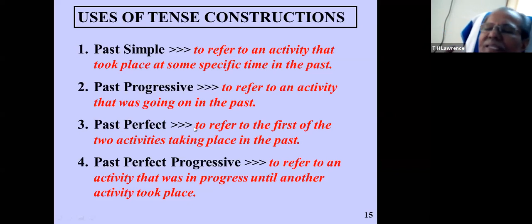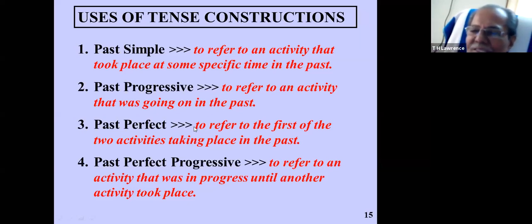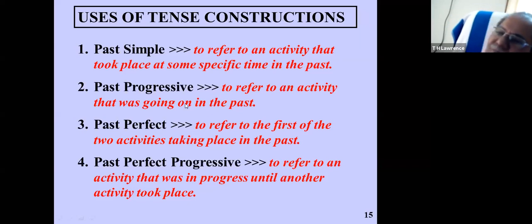Now what happened? The child had been crying until its mother started breastfeeding. See, until that time it had been crying, and the crying was over as soon as the mother started breastfeeding. So, in order to indicate an activity that was in progress until another activity took place, we use past perfect progressive. Right?